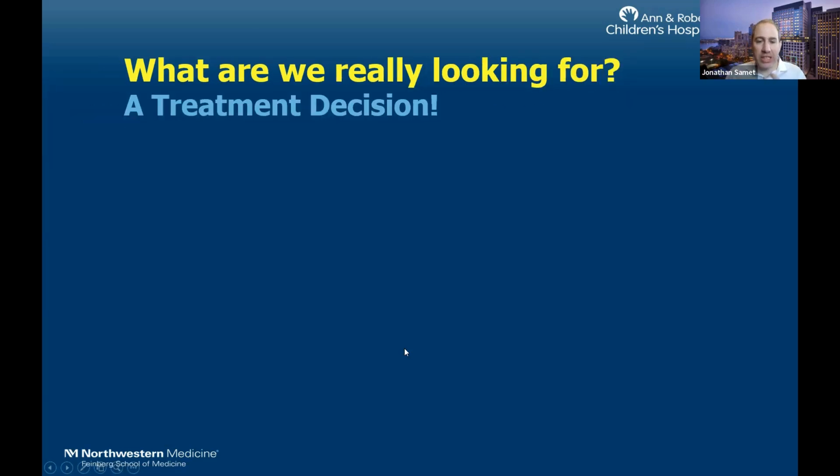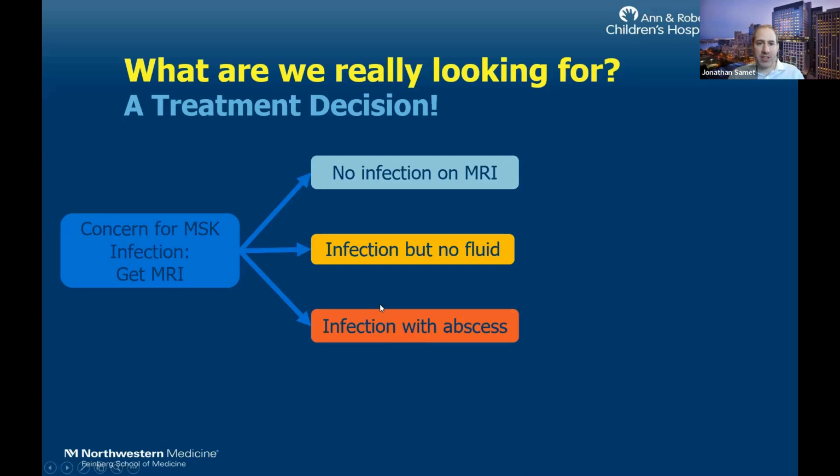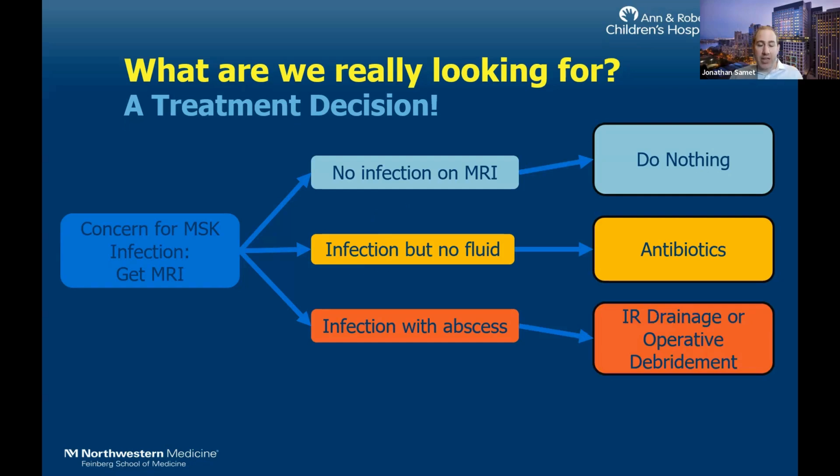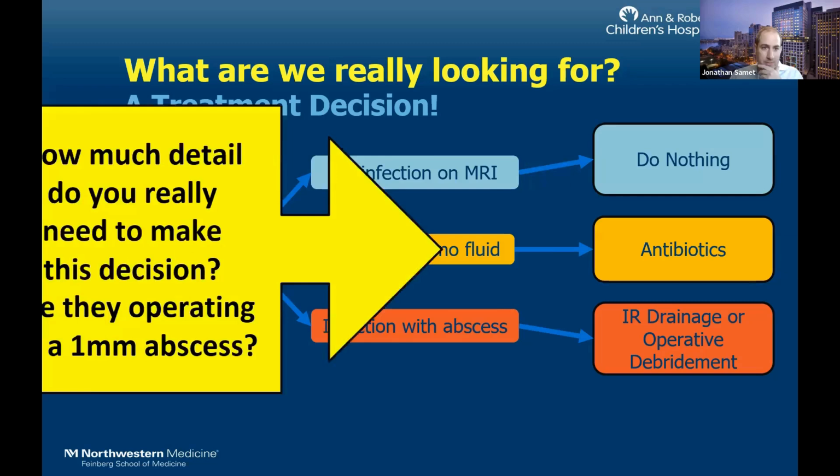So what are the surgeons really looking for? Like, what do they need to know, right? If they're concerned for an MSK infection, the orthopedic surgeons are very smart, but they're very simple-minded. They have very clear things. Is there no infection on MRI? If it's negative, send them home, don't even admit. If there's an infection, but there's no fluid, that's antibiotics, right? If you have osteomyelitis with an abscess, now you need IR drainage or operative drainage. You see? So it's three simple categories.